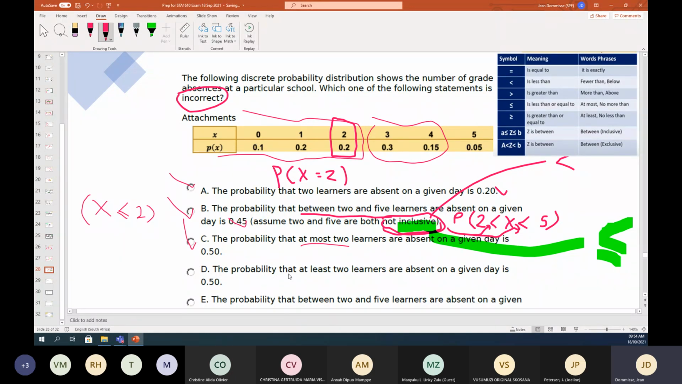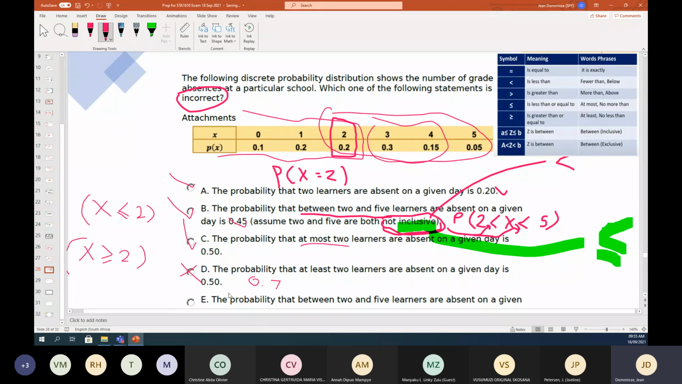The probability that at least, so if we go to at least 2 learners, okay, so that is probably going to be the wrong one. At least 2, so that plus that plus that plus that is actually 0.7. Okay, so that is the incorrect one.